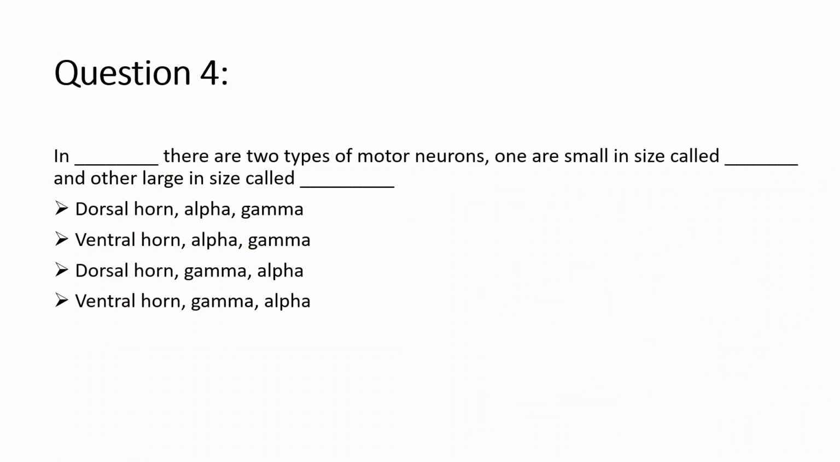Next, question number 4. This is again a fill in the blank type question. So in blank, there are two types of motor neurons. One are small in size called blank, and another large in size called blank. So you can write the answer again in the chat box and we will discuss.